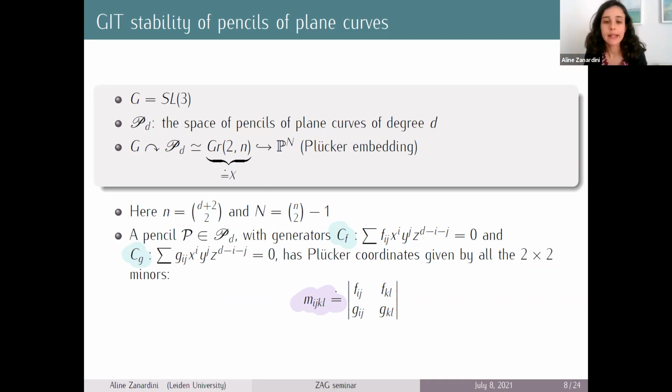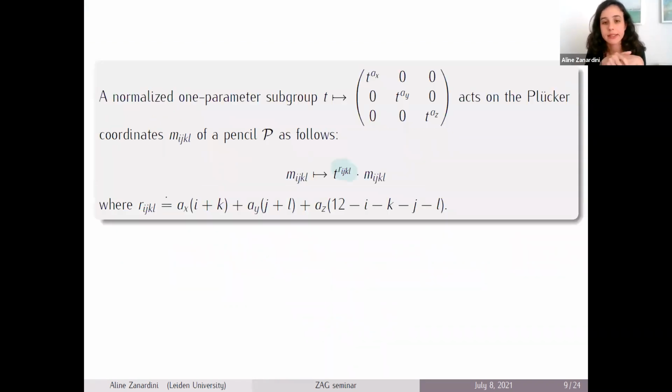Okay. Now, I just told you that one of the tools that we have for the GIT analysis is the so-called Hilbert-Mumford criterion, and it has something to do with one-parameter subgroups of G. So the next thing that I want to do is to tell you how the one-parameter subgroup acts on the Plucker coordinates, and here is what happens.